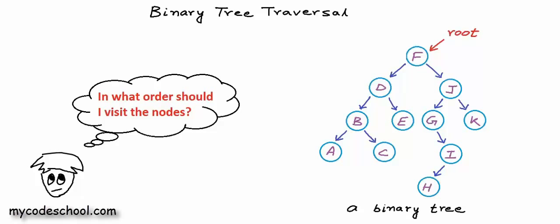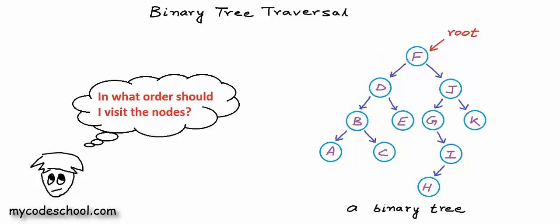Now for a tree, at any time, if we are pointing to a particular node, then we can have more than one possible direction. We can have more than one possible next node. In this binary tree, for example, if we start with a pointer at root node, then we have two possible directions. From F, we can either go left to D or we can go right to J. And of course, if we go in one direction, then we will somehow have to come back and go into the other direction later.